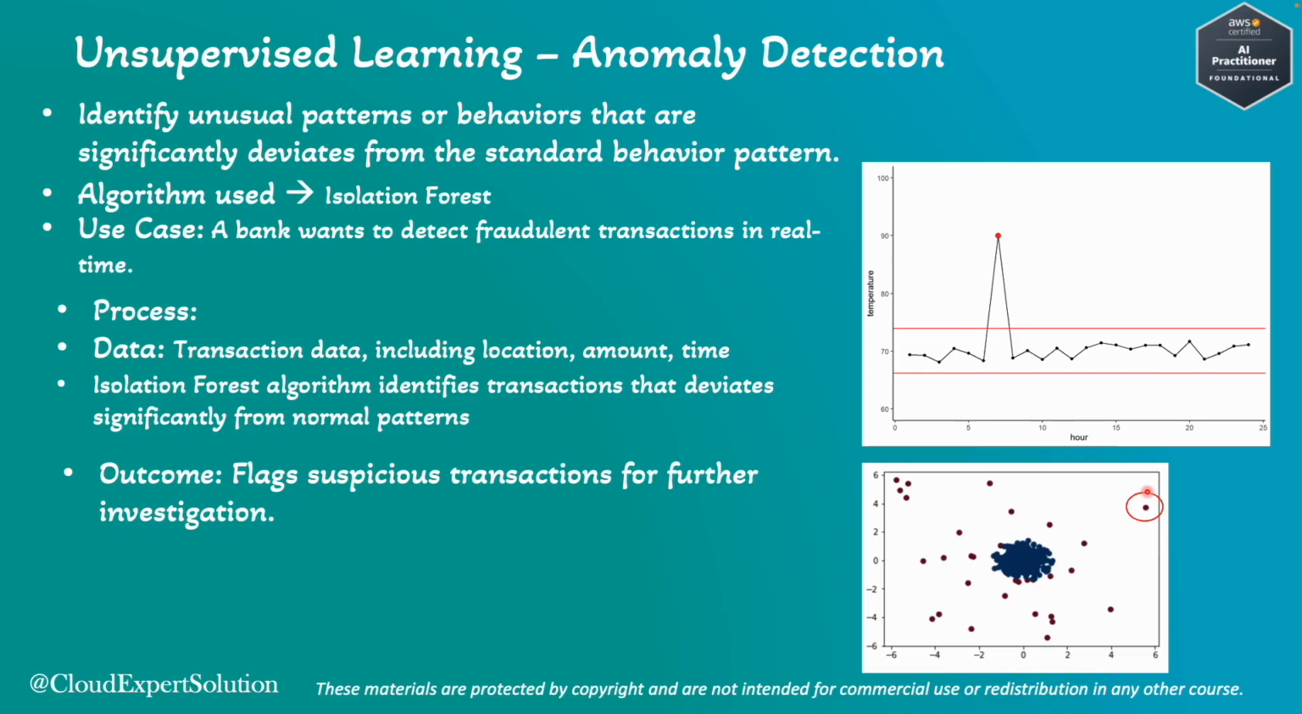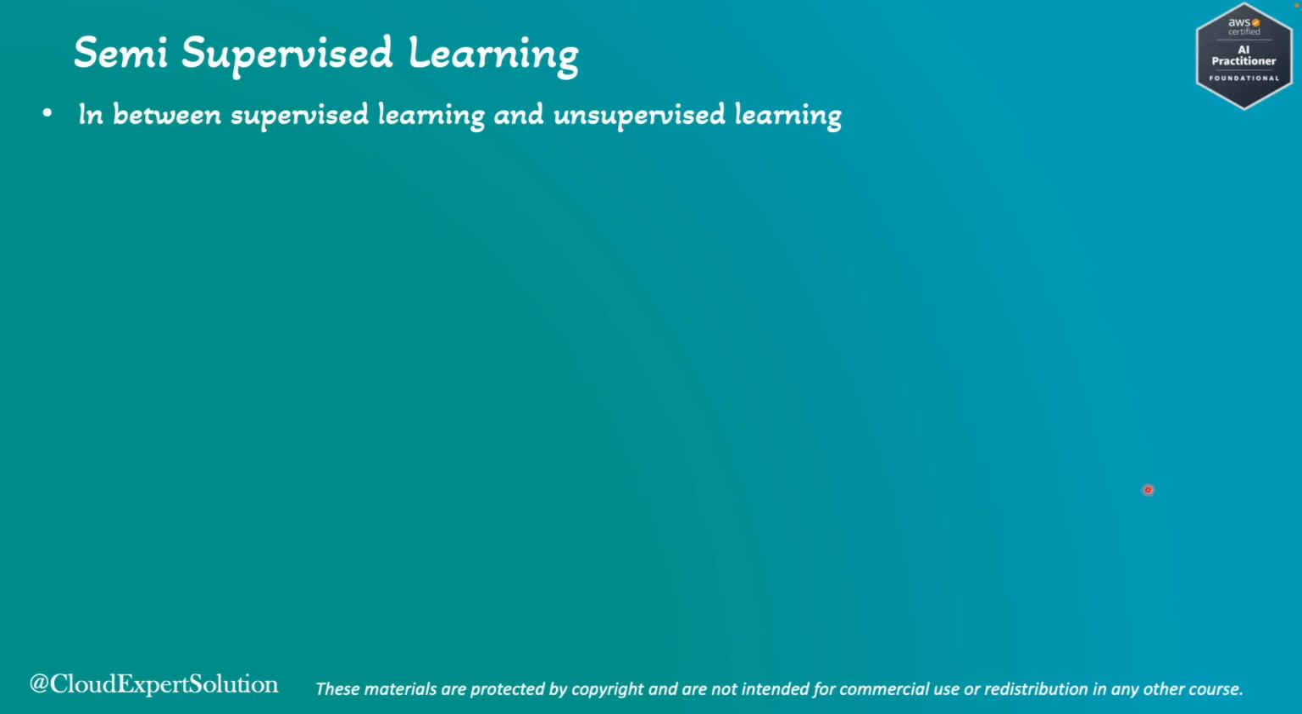I hope now you have a strong understanding of the different supervised versus unsupervised learning techniques. Next we will review semi-supervised learning. Semi-supervised learning sits between supervised learning and unsupervised learning. We reviewed that supervised learning uses only labeled data, whereas unsupervised learning uses only unlabeled data. Semi-supervised learning uses both labeled and unlabeled data to train the model.